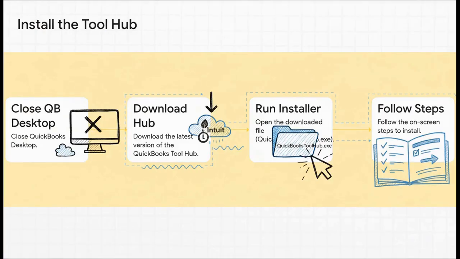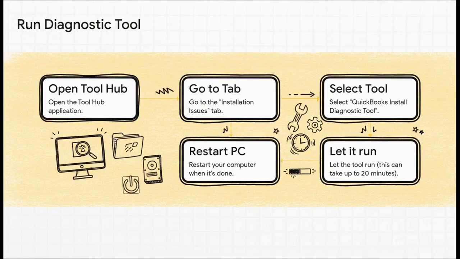Getting the Tool Hub is super straightforward. First, just make sure QuickBooks is completely closed. Then, head over to the Intuit website and download the latest version. Once it's downloaded, just open that file and follow the simple on-screen prompts to get it installed. Easy enough.